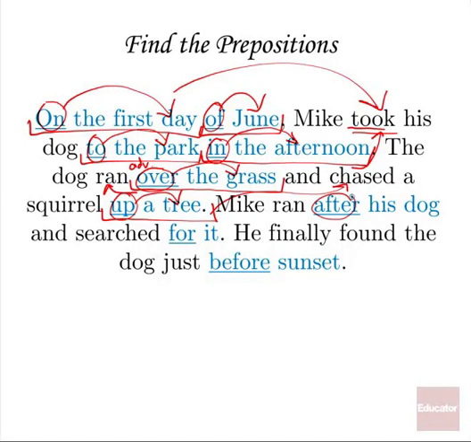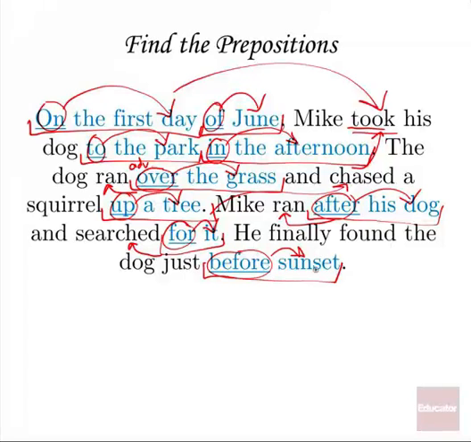Mike ran after his dog. Preposition after, object dog. The whole prepositional phrase modifies ran again. And searched for it, modifying searched. He finally found the dog just before sunset. The whole prepositional phrase is modifying found.